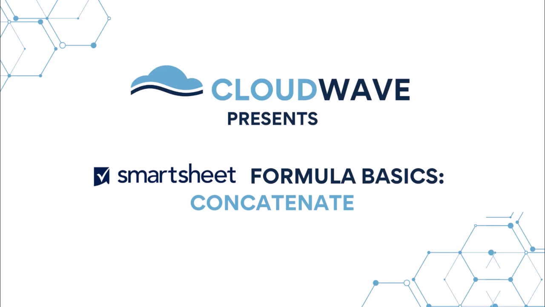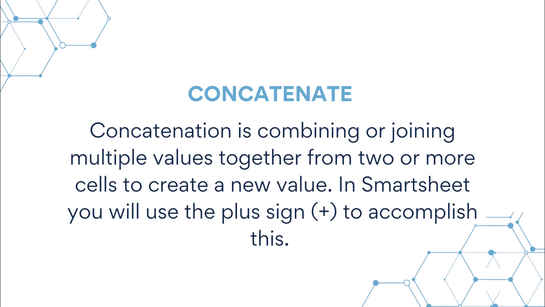Welcome to Smartsheet Formula Basics Part 3, Concatenate. Concatenation is the combining or joining of multiple values together from two or more cells to create a new value. In Smartsheet, you will use the plus sign to accomplish this.